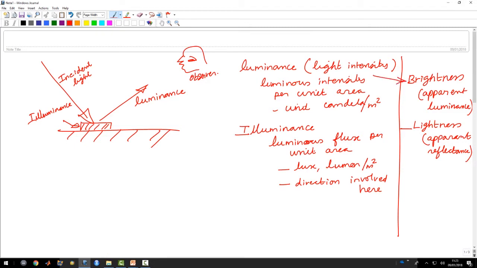So the luminance may result in two psychological parameters. Let us say it can be either brightness or the lightness. So you can see that we are trying to characterize the physical properties of light and then see what are the psychological dimensions of the light.